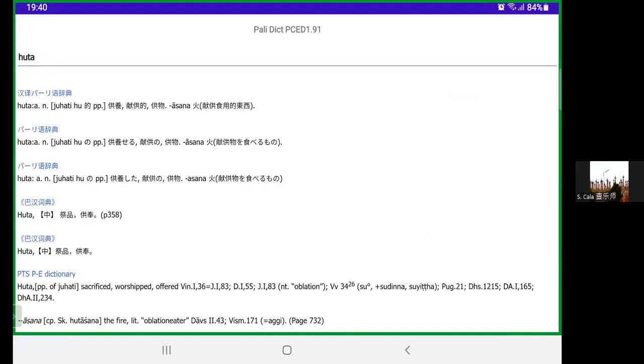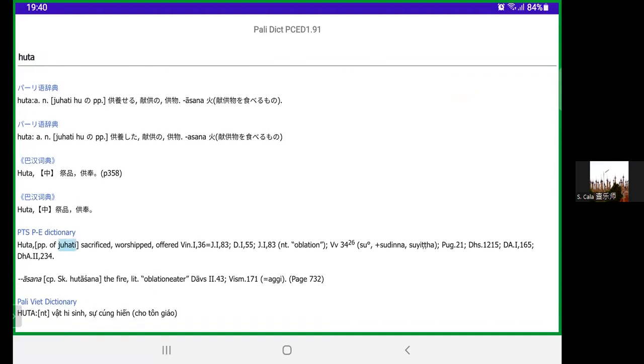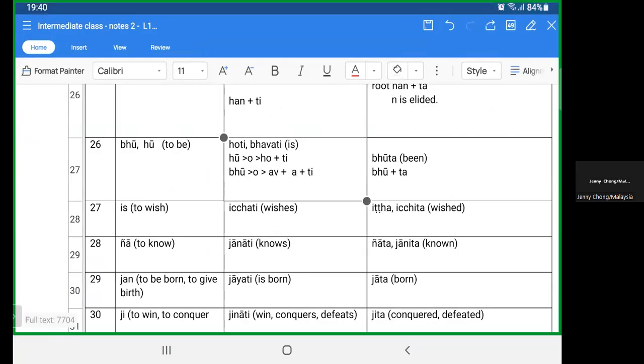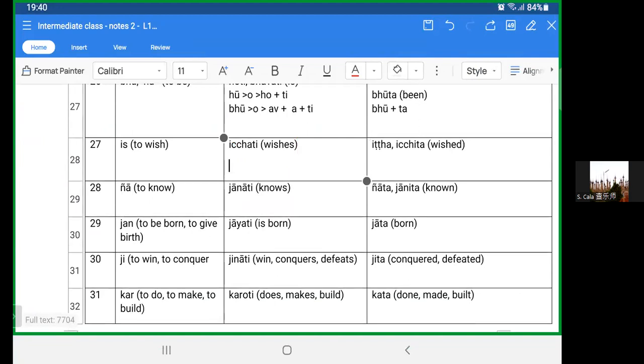Oh, really good. But this huta is not it. This huta has to do with juhati. So the meaning is different. Sacrifice. So it's not this one. That's why you check the dictionary. The dictionary is half your teacher. All right, so you got this one. This one is easy. Not easy, but not so bad.